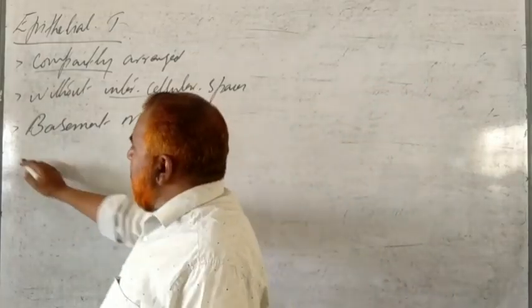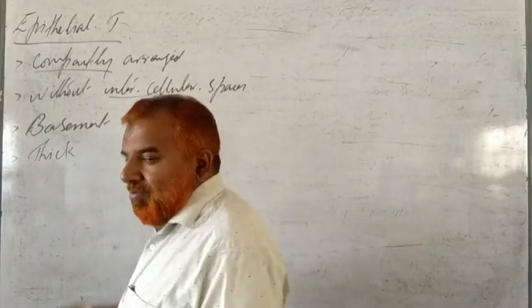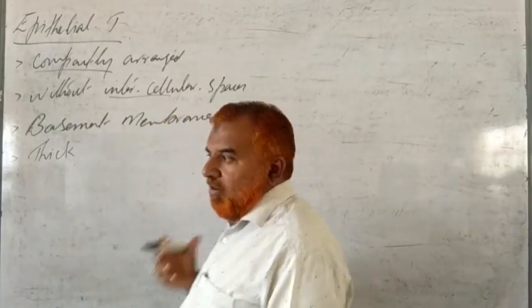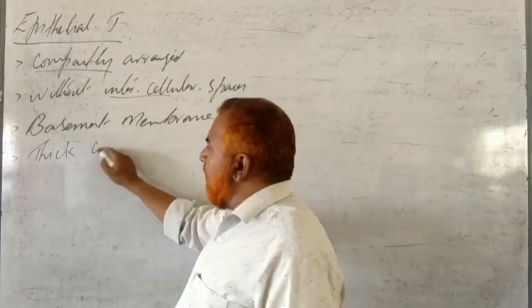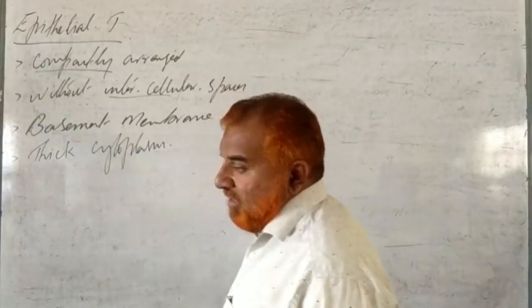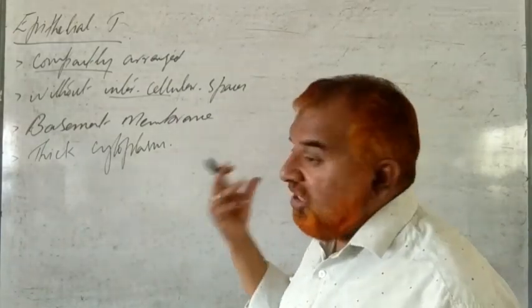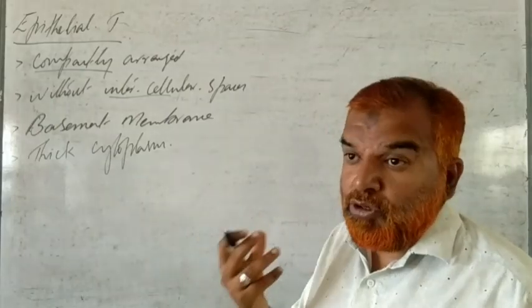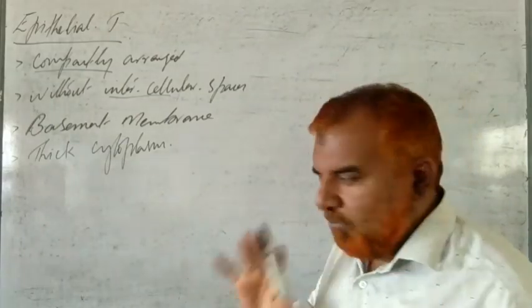Then they have thick cytoplasm. What do you mean by thick? Thick here means more, dense. Thick cytoplasm. So they have thick cytoplasm, dense cytoplasm, more cytoplasm. The complete cell is filled with cytoplasm.